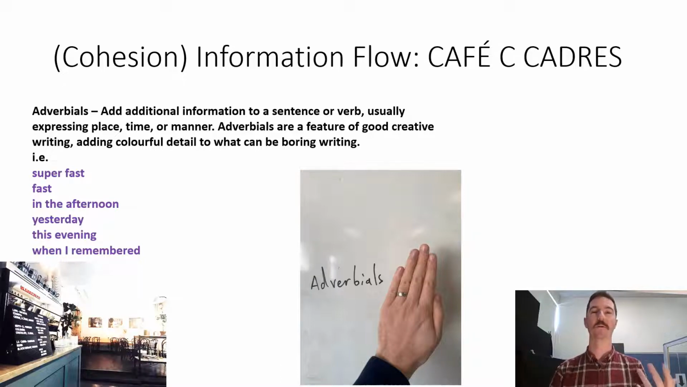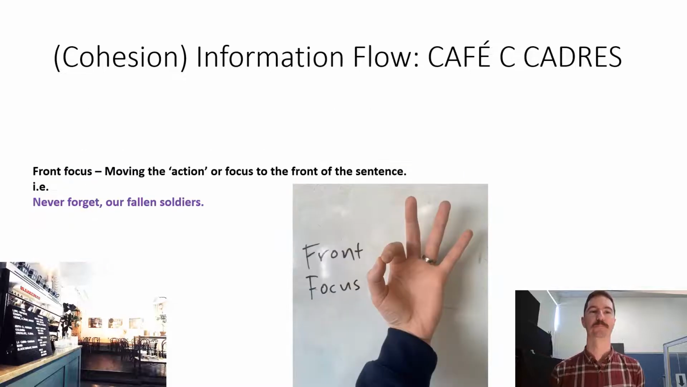If you think of good creative writing, like fantasy writing especially, they're going to use a lot of adverbials as a really neat way to add information without doing a whole sentence describing those things individually. So, Bilbo Baggins ran super fast, or just fast, in the afternoon, yesterday, this evening, when I remembered. All of those things can define the running that's occurring and give additional information to it.